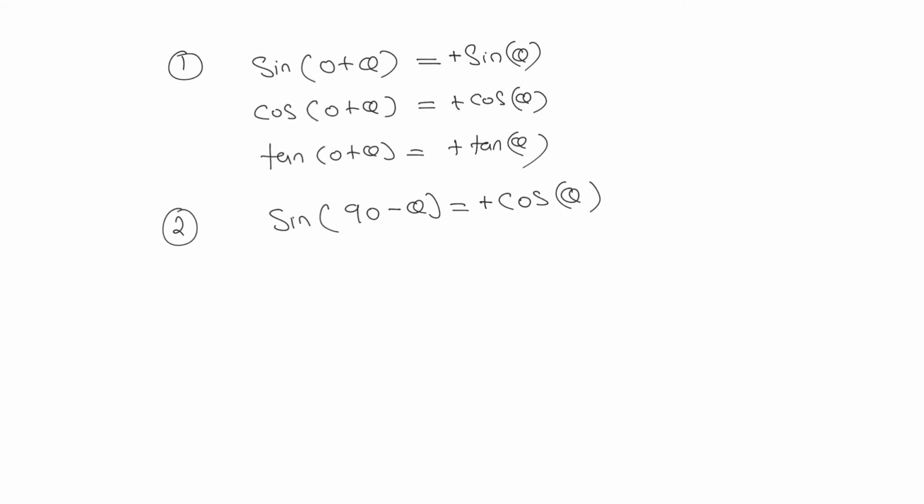Or if it is something like, let's say cos of 90 minus theta, then cos will change to sine and it is positive. So we'll write plus sine theta. Same as that, tan 90 minus theta will be equal to nothing but plus cot theta.